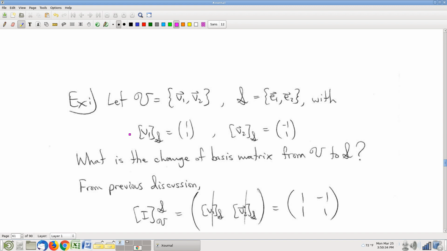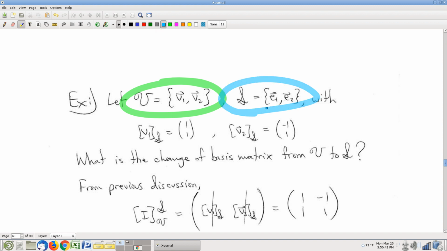So this example is in R2. We're going to start off with this basis script V. I would then like to convert into coordinates with respect to the standard basis, script S. Y'all remember the standard basis, E1 and E2. Let me tell you about these vectors, V1 and V2.